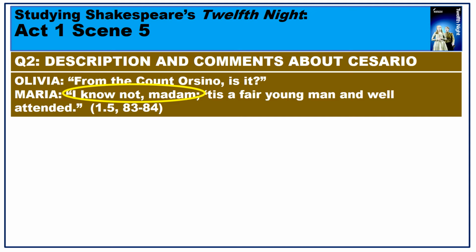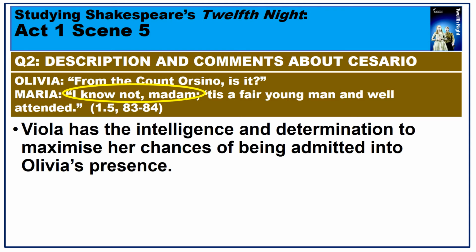However, note the preceding phrase in which Maria answers that she doesn't know whether Cesario has come from Orsino. This confirms the previous impression we have gained that Viola is no fool, and of course, what constitutes being a fool is one of the major themes of the play. In the previous scene, the audience saw how well and how quickly Viola had adapted to her disguise and role as Cesario, so much so that she had become Orsino's number one messenger and confidant. And here, she shows her nous by refusing to give her name or link herself to Orsino, thus presumably increasing the chances of her gaining admittance.